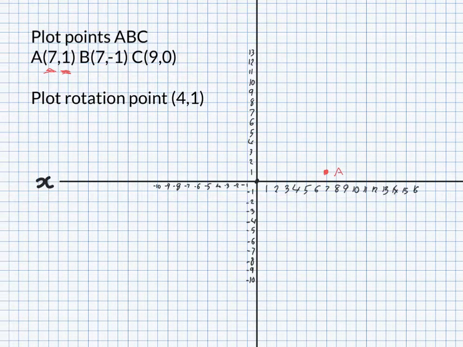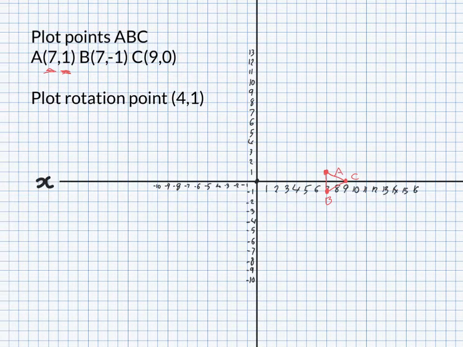Now I'm going to go to 7 on the x-axis again, but I'm going to go to -1 on the y-axis, which would be right here, because if you follow it to the left, you'll see it gets to -1. And finally, C is at 9 and 0. So 9 on the x-axis and 0 on the y-axis. So that's C, and that is B. And when I connect those dots, I have a triangle. So 3 vertices means 3 lines, which means a triangle.